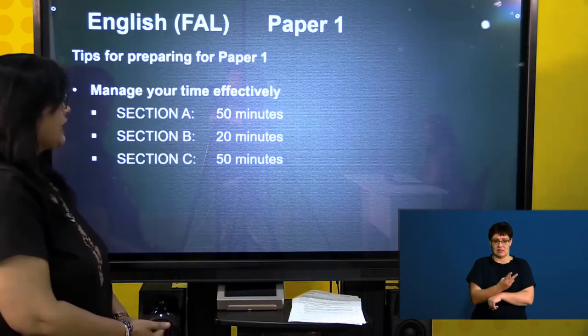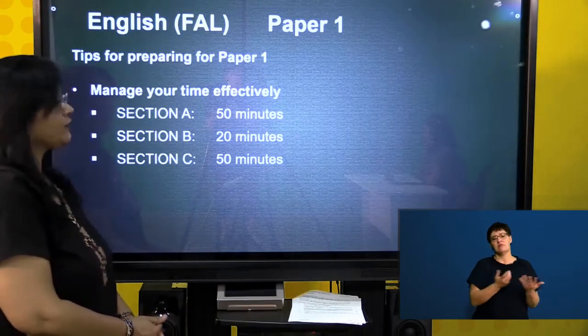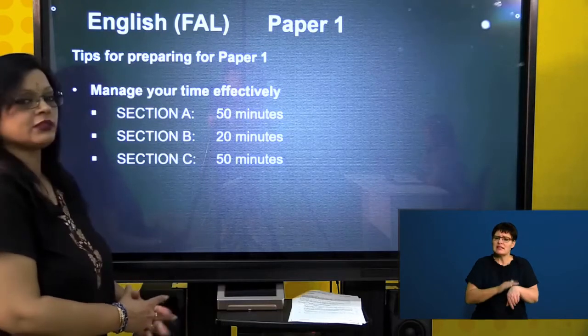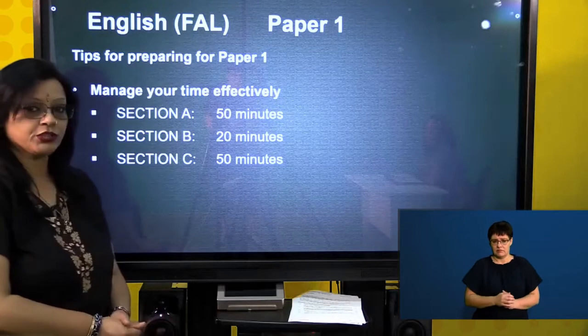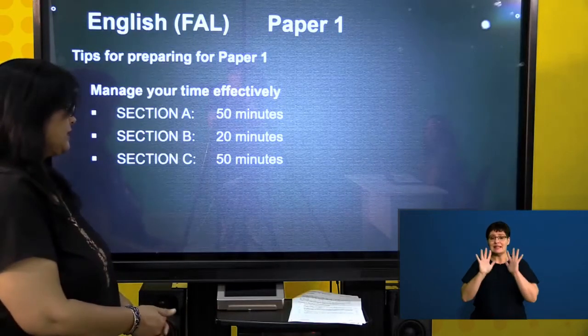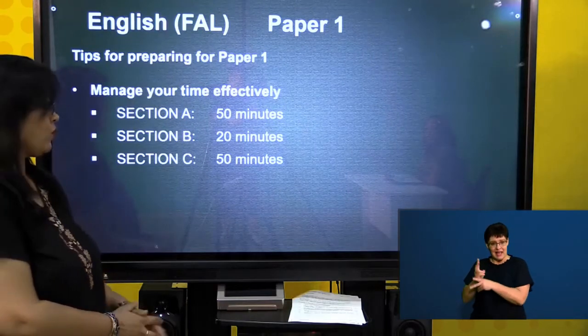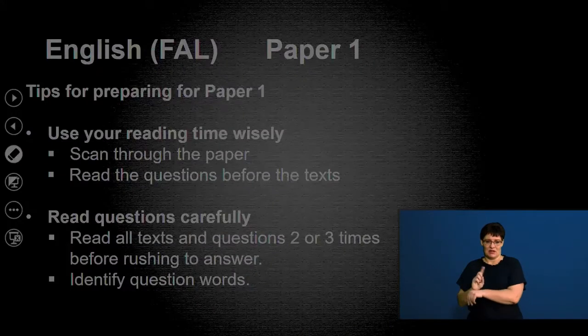Section A is a 30-mark section, and you are allocated 15 minutes. You need to utilize your time so that you don't run out of time. Section B is your 10-mark question for 20 minutes, and section C is another 30-mark section for 50 minutes. So in all, we have a 2-hour paper there.